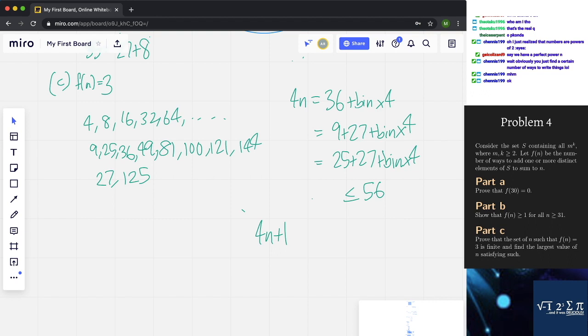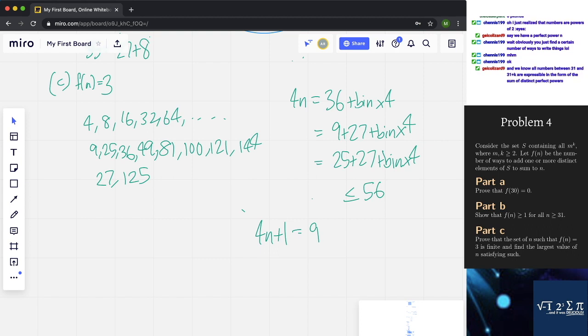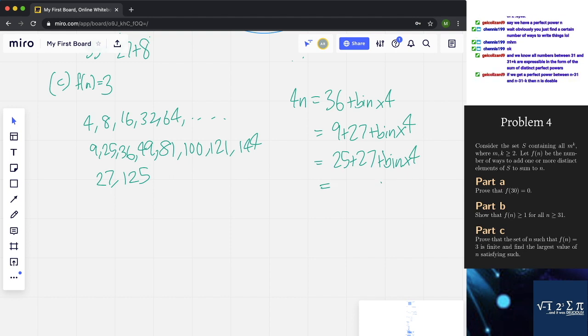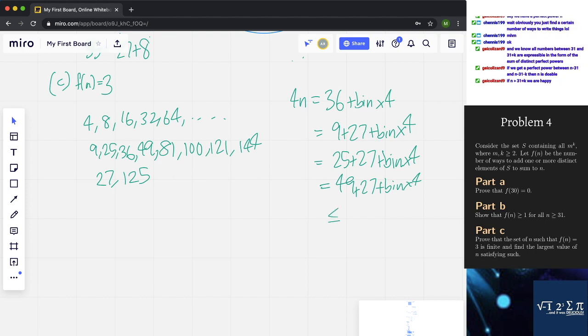9, 25, and 9 plus 36. Or actually 9, 25, and 49 is... Oh wait, no, I need another one. Sorry, we need 4, right? Or at least 4. So if I write another one down, equals 36 plus binary times 4. Or no. Nope. 49 plus 27 plus binary times 4. So I'm going to change this to 68. So this means that 4n is less than or equal to 68.